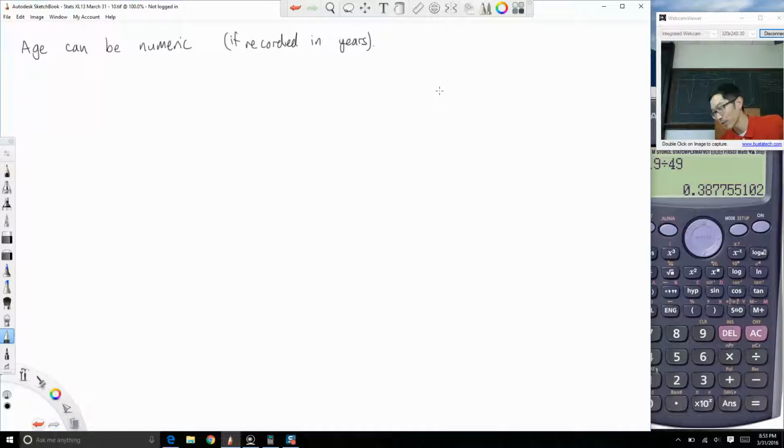However, if you were Nielsen Research, they come up with these TV ratings and stuff like that. They don't actually care about your exact age. They would say you are in the 18 to 24 demographic, or you're in the 25 to 49 demographic, or you're in the 50 to 60 something demographic. They categorize age, and based on the category that you fit in, they try to market certain TV shows or whatever products to you. So age can be numeric, age can be categorical.